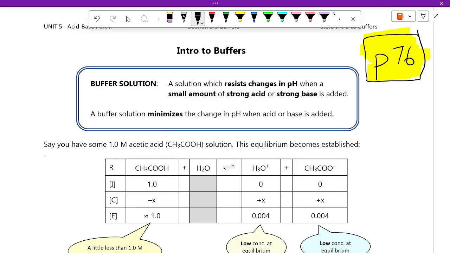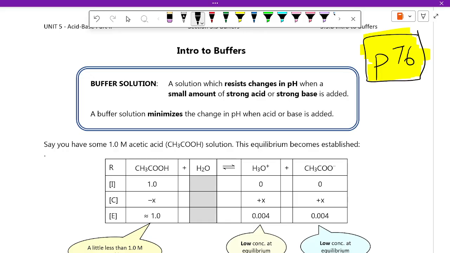Okay, friends. We have done mixtures of strong acids with strong bases. We've done mixtures of weak acids with strong bases. And yesterday we looked at mixtures of weak bases with strong acids just at the very end. We will not be looking at mixtures of weak acids and weak bases because it gets too complicated.